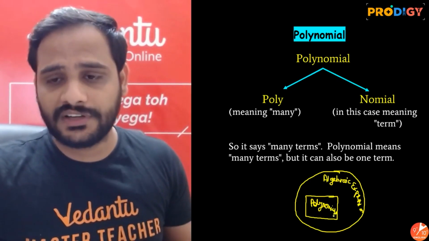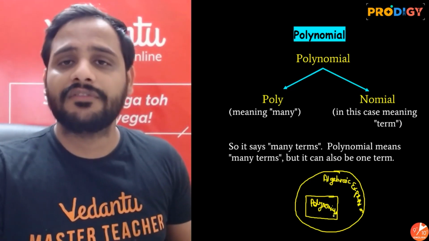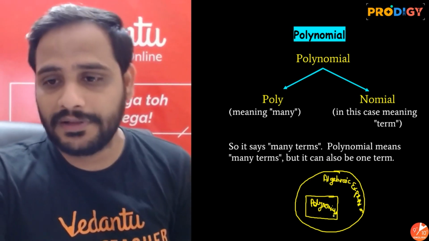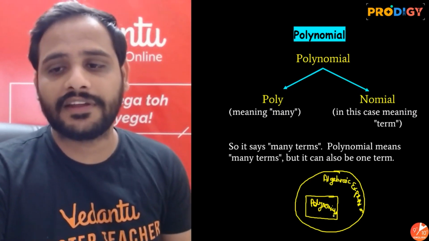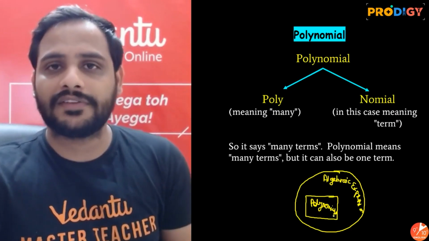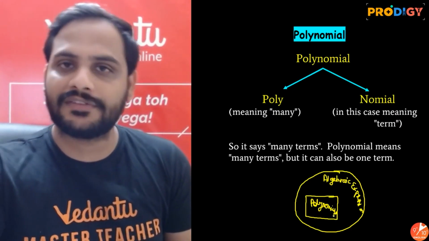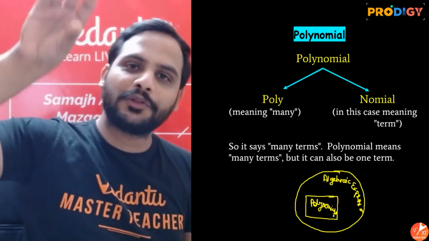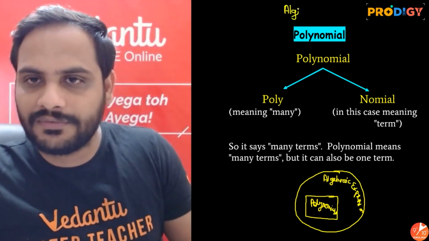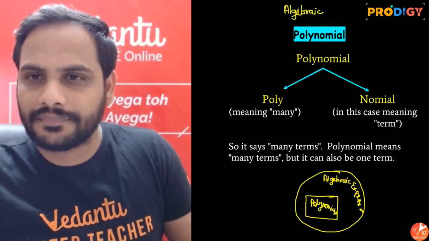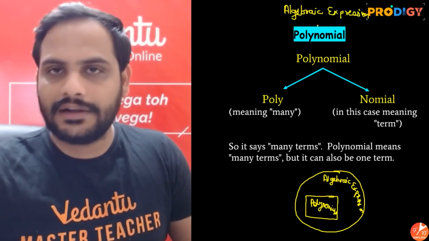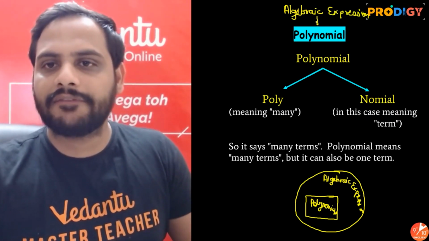Only some portion of algebraic expressions will come under polynomials. Not all algebraic expressions are polynomials. Please understand, it is a very important thing. Not all algebraic expressions are polynomials, but all polynomials come under algebraic expressions. All right. So algebraic expressions, we have learned about them. So under that we will get some polynomials.